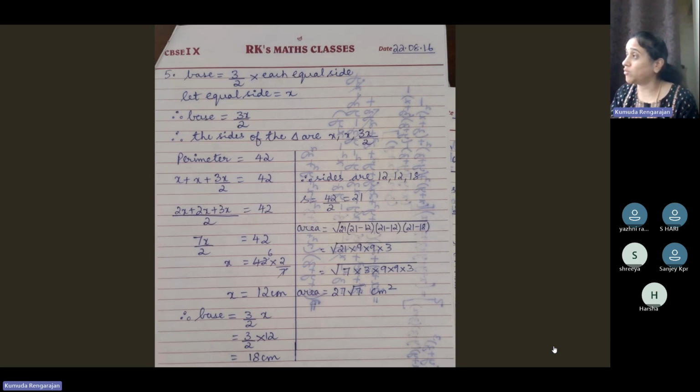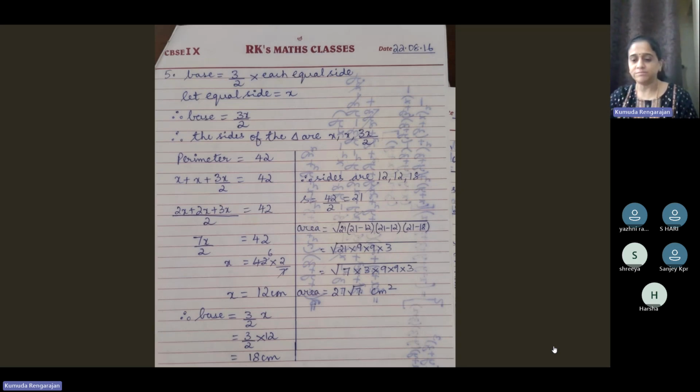Don't use Heron's formula now. Perimeter is 42. That means what? The sum of the three sides is 42. At this point, don't use Heron's formula, I'm saying. How do you continue working? So perimeter is 42, so x plus 3x by 2 is equal to 42.